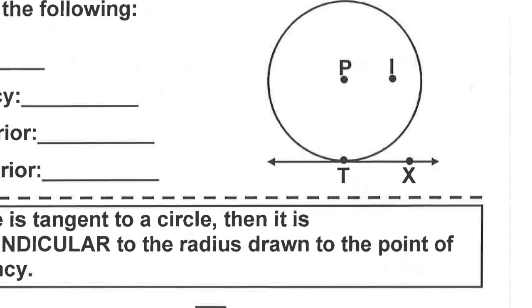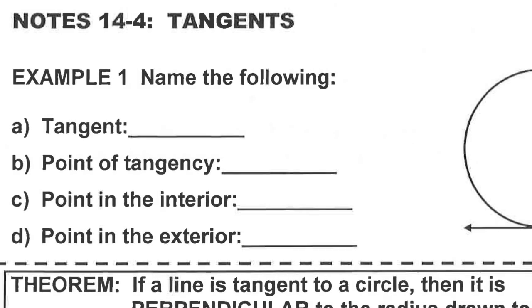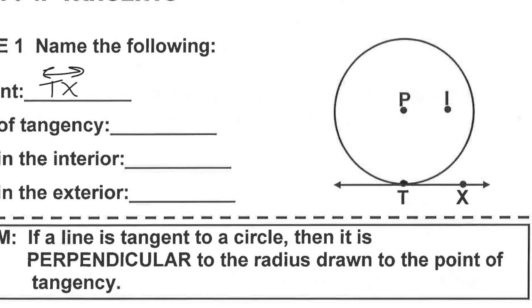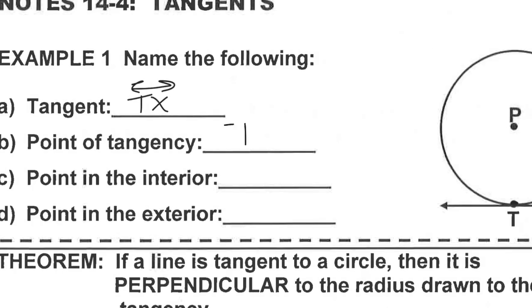Well, we have a tangent line. Looks like it's the one right here that touches the circle at T. This is a line. I'm going to call it tangent TX. The point of tangency, where that tangent line touches the circle, is at point T.